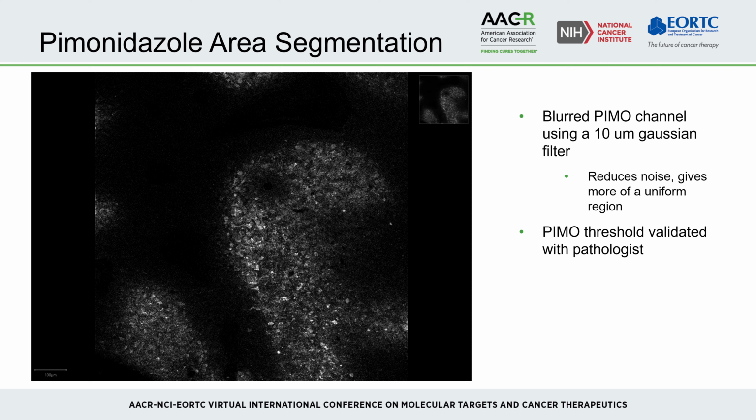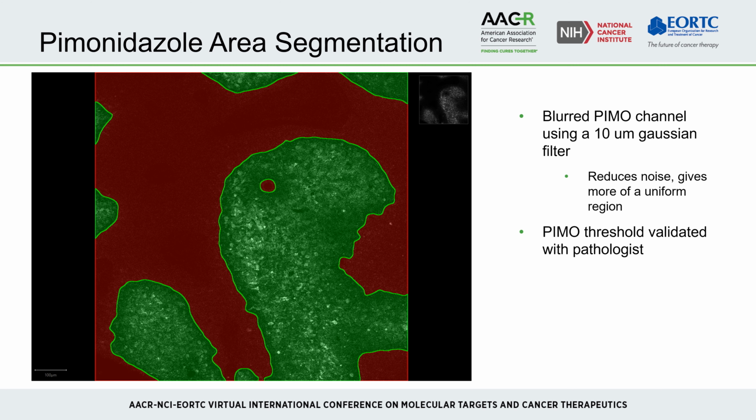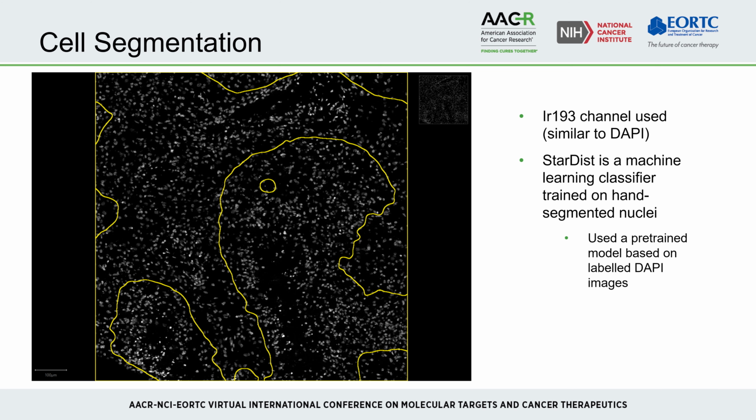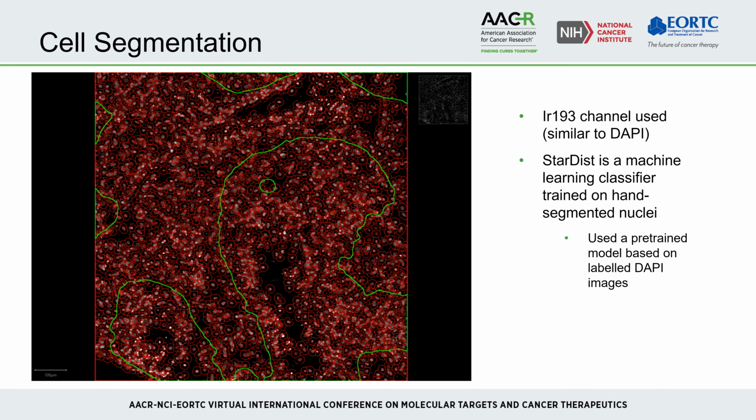So first, we need to delineate regions of relative hypoxia from normoxia by setting a threshold in conjunction with a pathologist. Next, we perform nuclear segmentation using the iridium-193 intercalating agent, which is very similar to the DAPI counterstain for fluorescence microscopy. The StarDist segmentation shown here is a pre-trained machine learning algorithm used to segment nuclei, which I've adapted for use with IMC images.